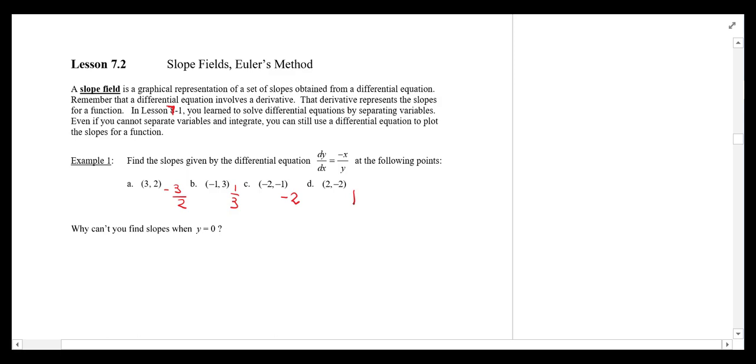Now, I have another question for you. It says, why can't you find slopes when y equals 0? So what is the big deal when y equals 0? Yeah, y equals 0. Who cares? You care, I care, we all care. Because, yes, you can't really divide by 0 because the slopes are undefined. Divide by 0. Good.